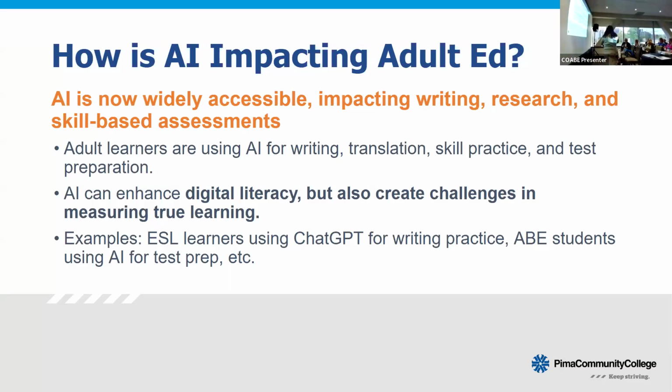Okay. So again, our adult learners are already using AI or ChatGPT for a lot of things, for writing, for our ESOL learners, maybe for translation, conversation practice, and test preparation. So with AI, it can enhance digital literacy, but it adds a layer of challenge in measuring true learning. Yeah. So our ESL learners are using ChatGPT for writing practice. A lot of our ABE students are probably using it for test prep, creating resumes, cover letters, things like that. I'm sure that a lot of them are already using it.